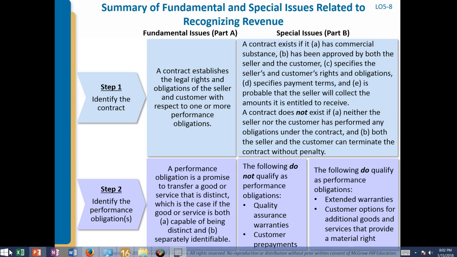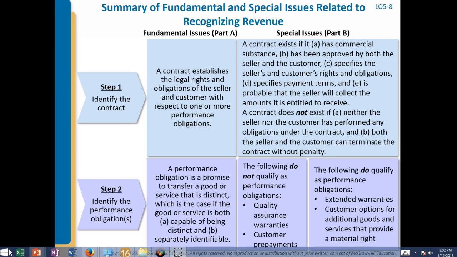Note, a contract does not exist if neither the seller nor the customer has performed any obligations under the contract and both the seller and the customer can terminate the contract without penalty. Step 2, we then identify the performance obligations. Now you can have performance obligations transferring goods and services that are distinct, which is the case if both the good and service is capable of being distinct and separately identifiable.